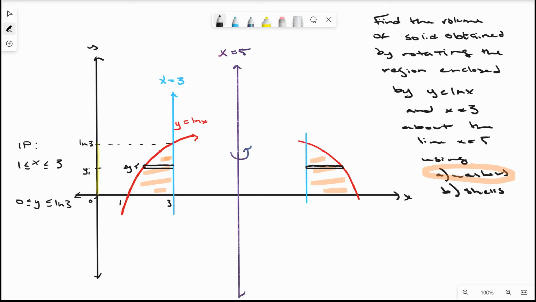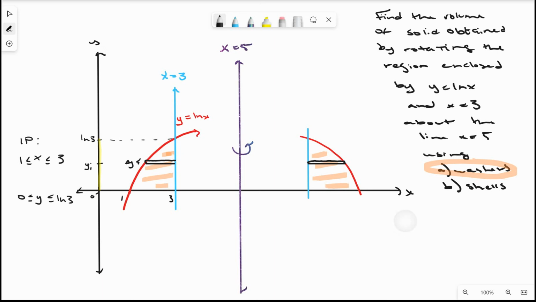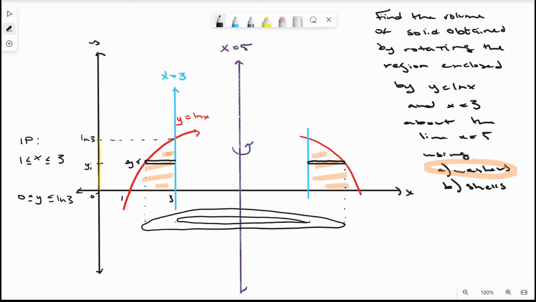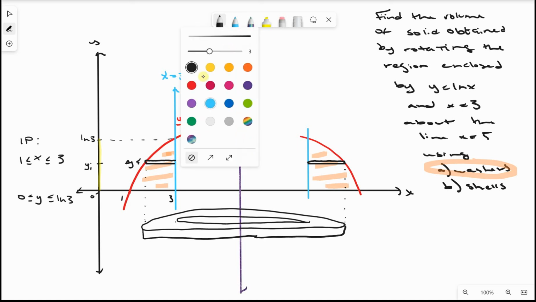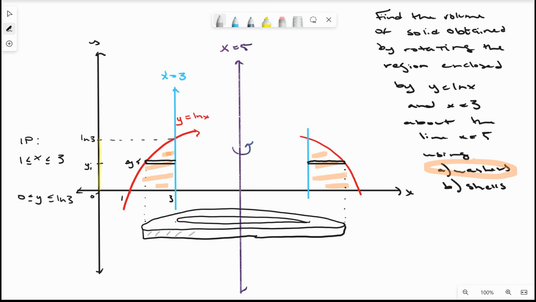Okay, so we have the washer that's formed here. The outer rim is going to look like that, and the inner is going to look kind of like that. And it has this little thickness to it, delta y here.